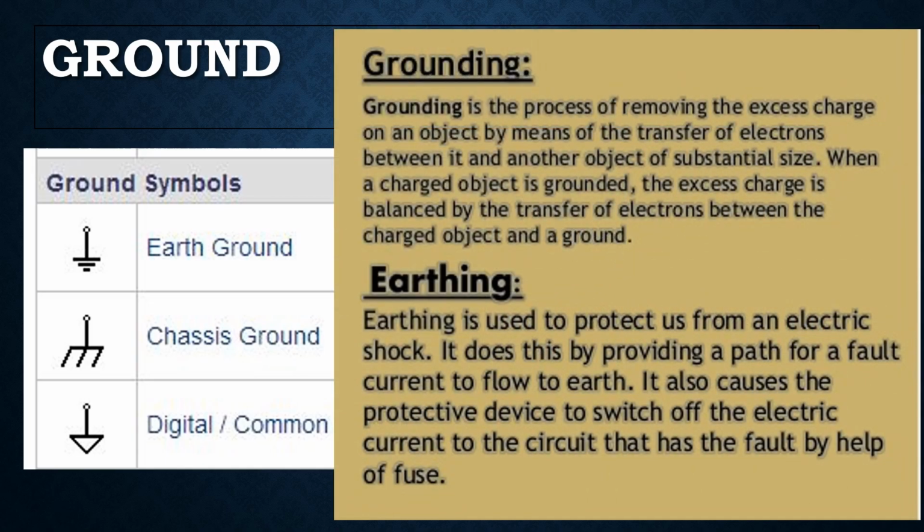So there's a difference between grounding and earthing. Grounding is the process of removing the excess charge of an object by means of the transfer of electrons between it and another object of substantial size. When a charged object is grounded, the excess charge is balanced by the transfer of electrons between the charged object and a ground. Meanwhile, earthing is used to protect us from electric shock. It does this by providing a path for a fault current to flow to earth. It also causes the protective device to switch off the electric current to the circuit that has the fault with the help of a fuse.